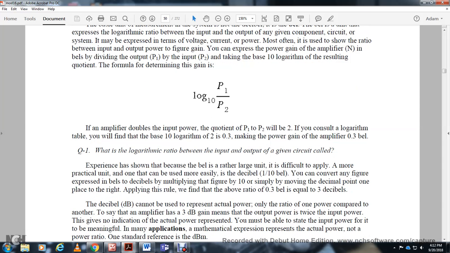As shown, the bel is a rather large unit, and you would have difficulties applying it as a practical unit. One that can be used more easily is the decibel, which is 1/10 of a bel. To convert any figure in bels to decibels, multiply the figure by 10, simply by moving the decimal point one place to the right.